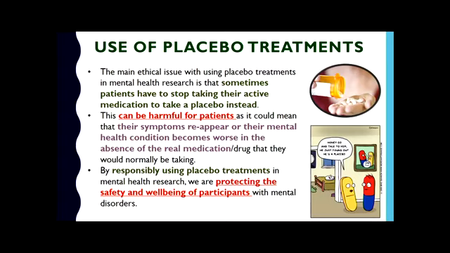Okay. The main ethical issue with using placebo treatments is that patients have to stop taking their active medication, yeah? And a lot of students, when they get this topic of use of placebo treatments, don't know how to link it to ethical implications and then link that to mental health research. So what they do is they might just generally define the placebo effect. They might try to make some link to mental health research and say this can harm participants, but they don't give that middle explanation, the explanation that should be in the middle of their response.